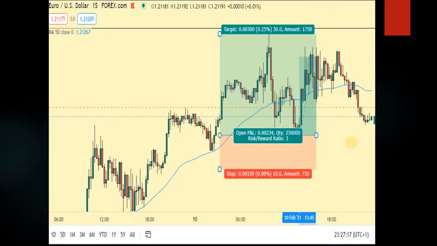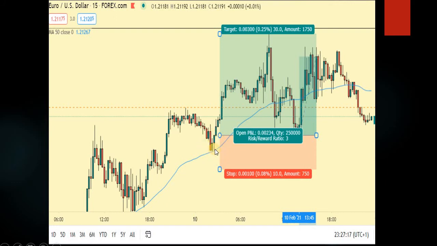As you can see here, if you take note of this, the market is making higher highs, higher lows, higher highs, higher lows. And because it is touching this 50 period SMA, it's a very good opportunity to place a buy.